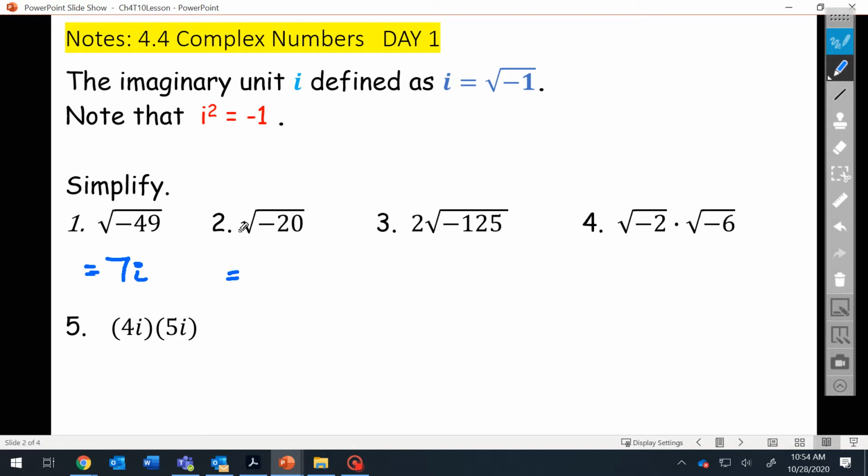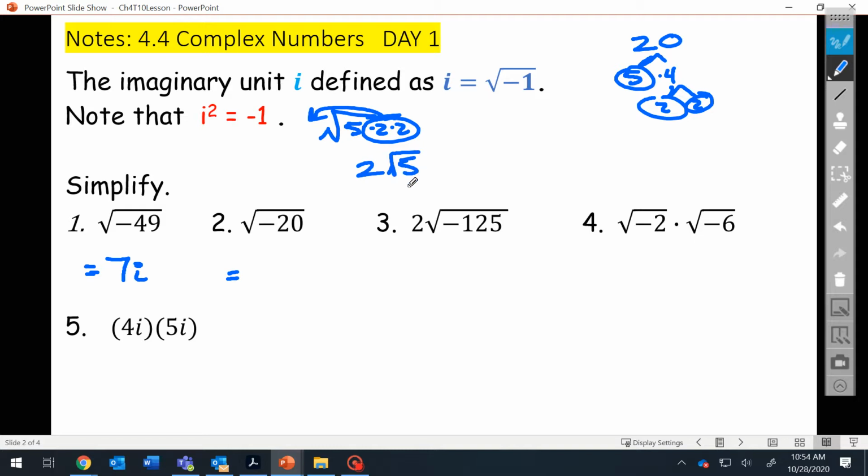Number 2, we want the square root of negative 20. Well, 20 simplifies to 5 times 4, and 4 simplifies to 2 times 2. So the square root of 20 is really the square root of 5 times 2 times 2. We have a pair of 2's that can come outside, so this becomes 2 square root 5. But since this is the square root of a negative number, we need to include the I. So this is going to be 2i square root 5.